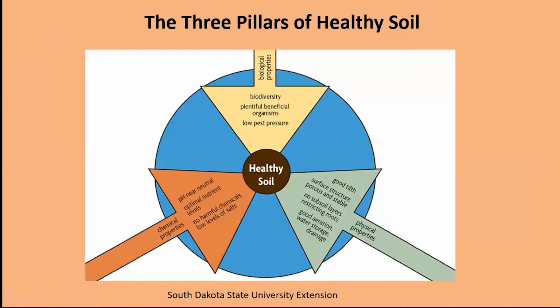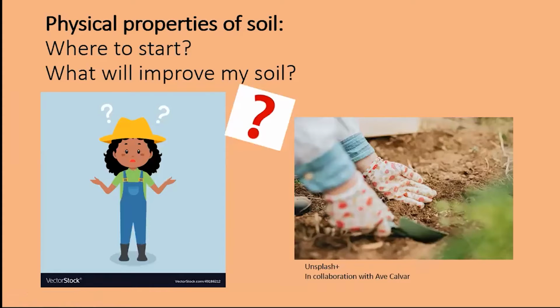Well, let's return to the 3 pillars of healthy soil. We've talked about the chemical properties. Now let's look at the physical properties. Well, again, where to start? What's going to improve my soil? How do I tell if I have good soil texture? Do I need to have a test?